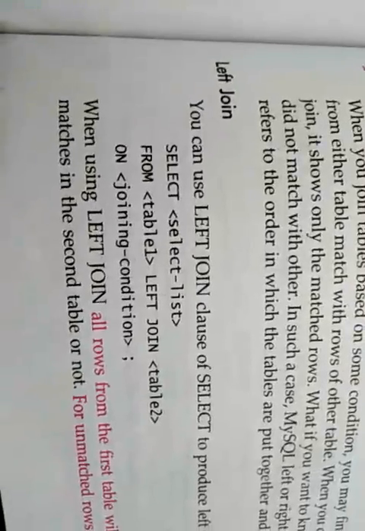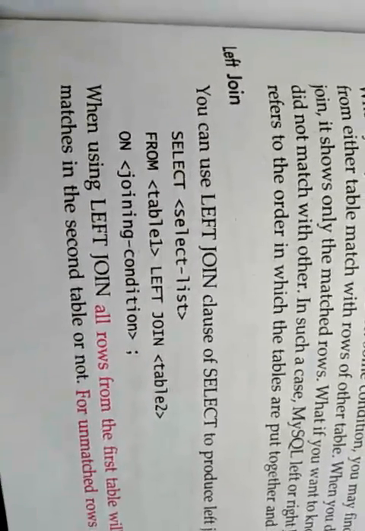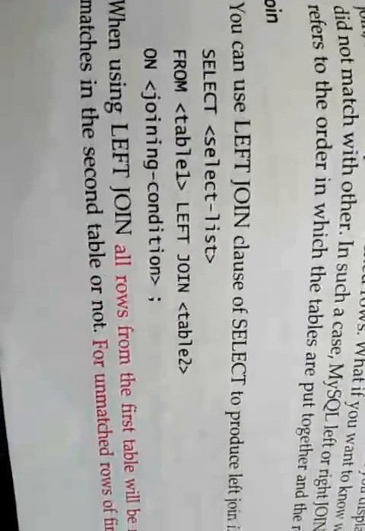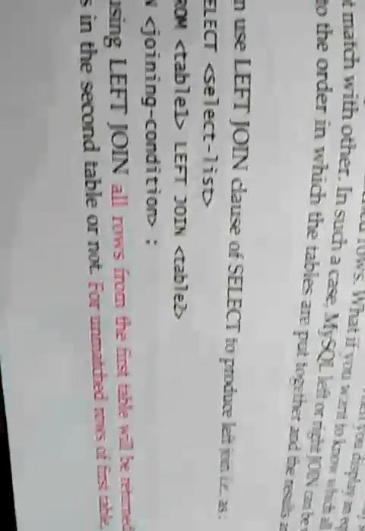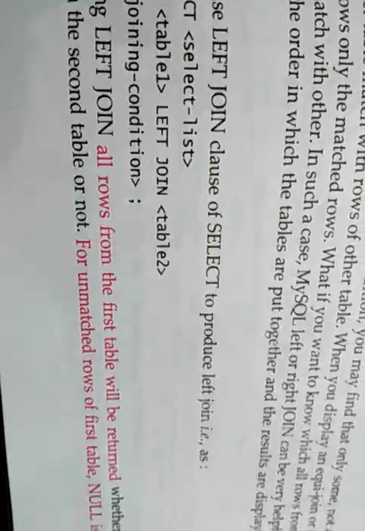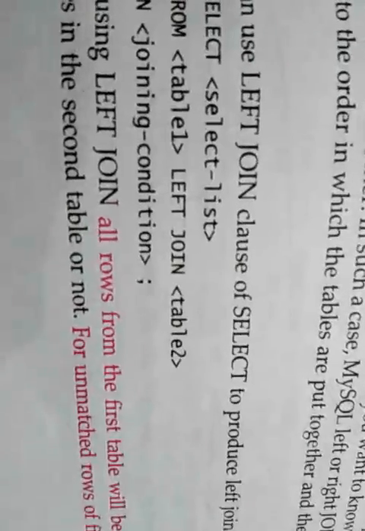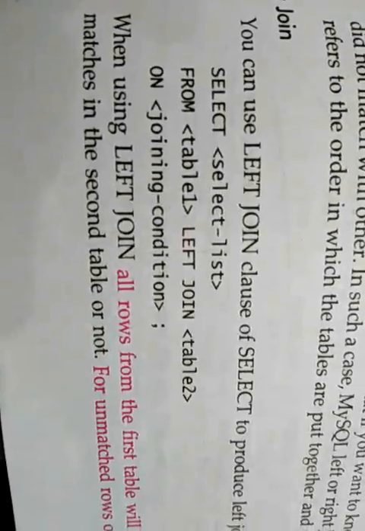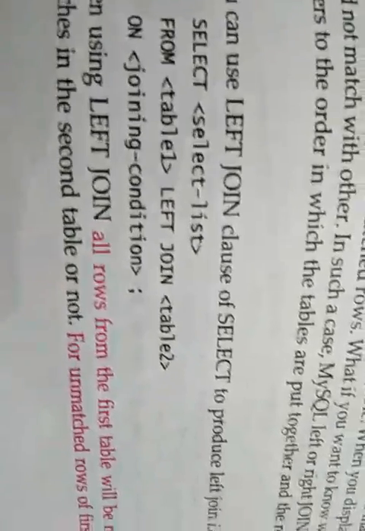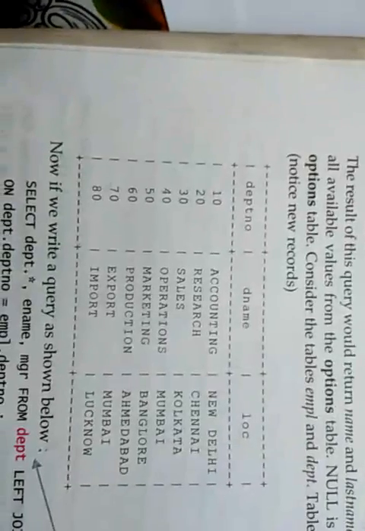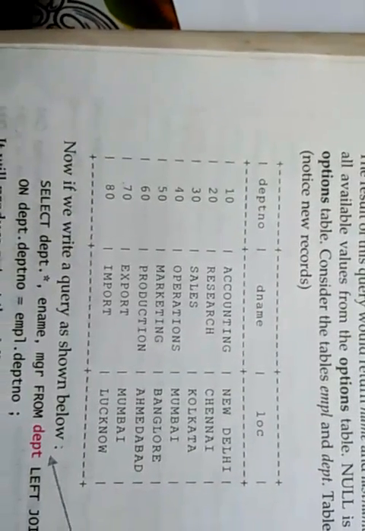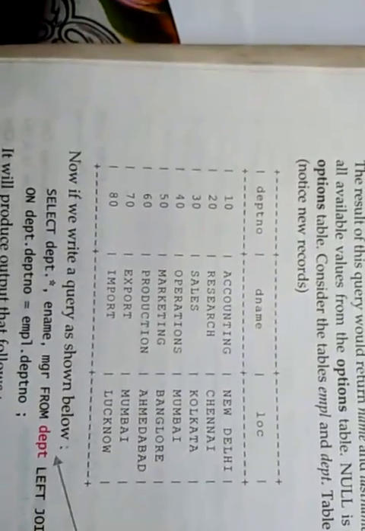Now the next category of join is left join and right join. In a left join, all the rows from the first table will be returned whether there are matches in the second table or not. Let us understand this with the help of the following example.